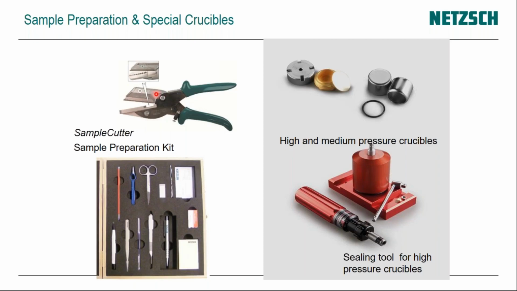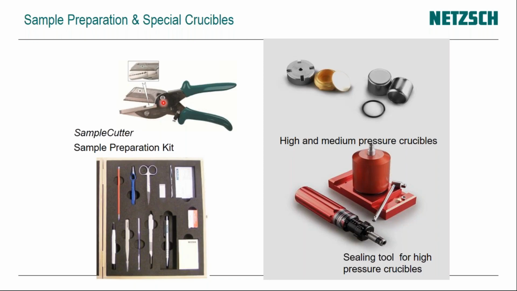We provide a sample cutter, so you can take a portion, cut it, and load that portion of the sample. Usually we take ideally 10 milligram or 20 milligram of the sample in our sample pan. But if the sample is not homogeneous, then we take a larger amount of sample. But ideally for most polymer studies, you go with 10 or 20 milligram. We also have the sample preparation kit, as I have shown here, which comes along with the instrument.